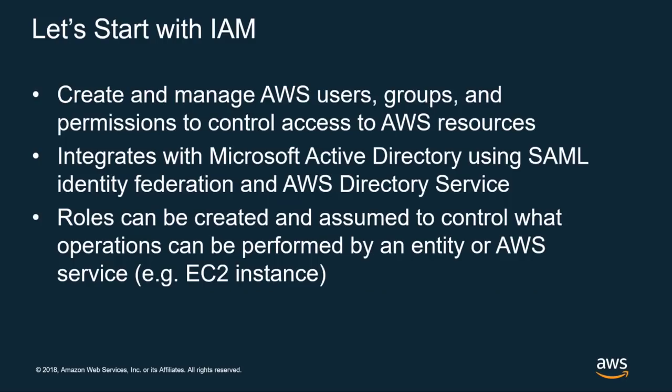So with that said, one of the foundational tools we use for all AWS security is IAM. And essentially, what you're going to do with IAM is create and manage AWS users, groups, and permissions to control access to AWS resources. It's a powerful tool because it controls across an entire set of AWS resources, users, and groups in a coordinated fashion.